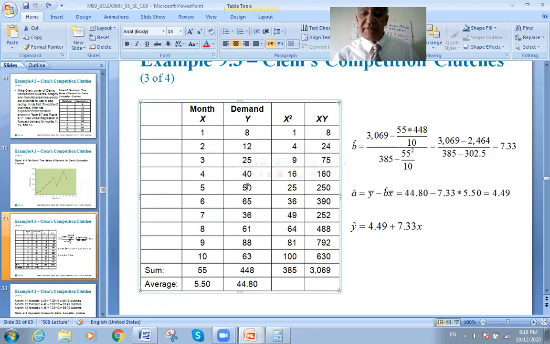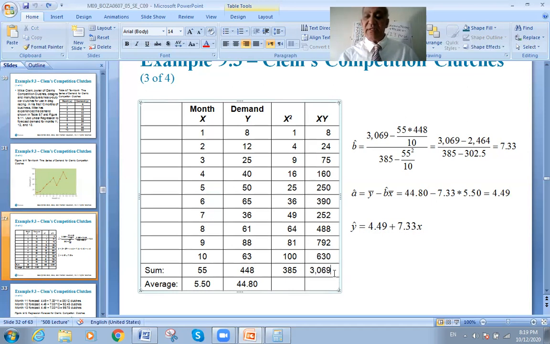5 by 50 will give me 250, and you go on the same way till you reach the last number and finish the 10 years. Then you will add them together, exactly like you did in the previous one. 8 plus 24, 32, plus 75, plus 160, plus 250, with the calculator, plus 390, plus 252, plus 488, plus 792, plus 630. That will give you 3069.